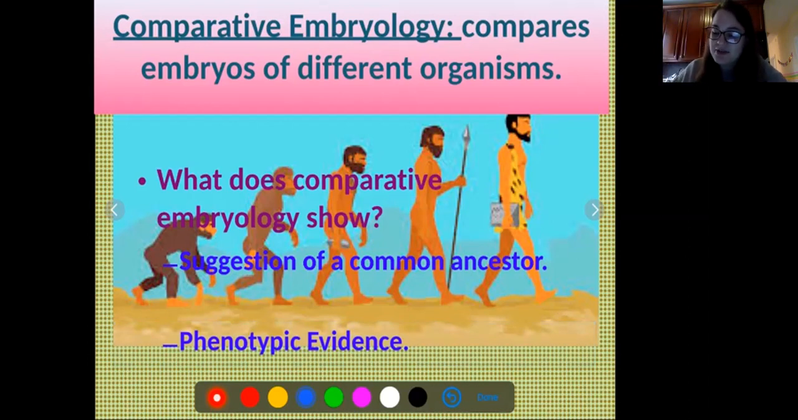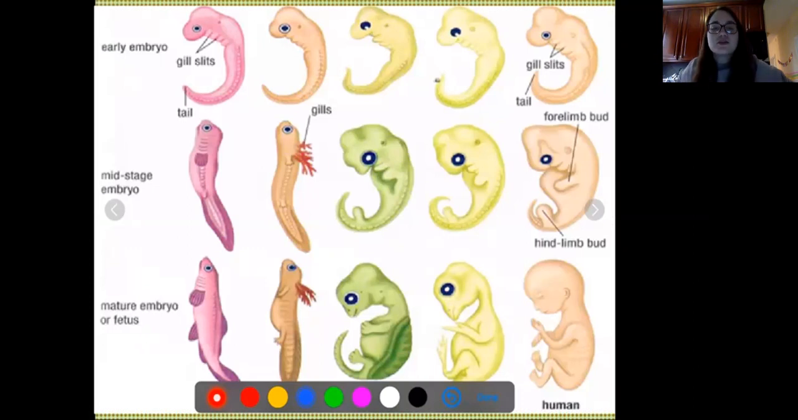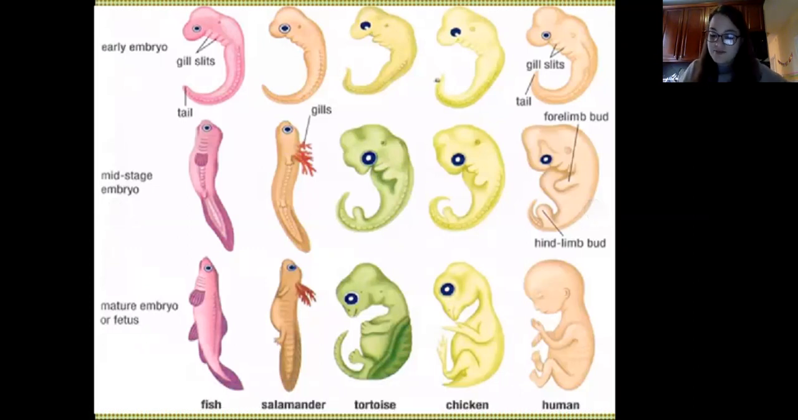Okay, now I've got a picture of what that looks like. So this is what I mean when we can line up the development timeline of different species. So here we've got a fish that's in pink, a salamander in orange, a tortoise in green, a chicken in yellow, and a human in this tan color over here.